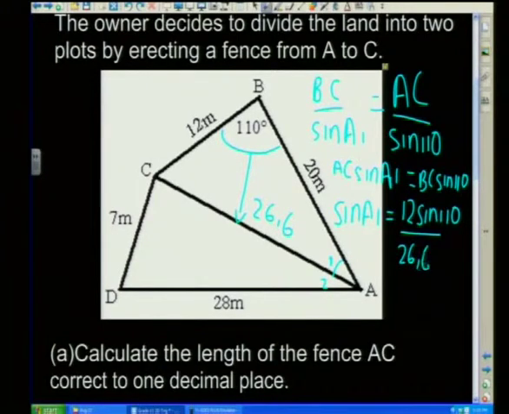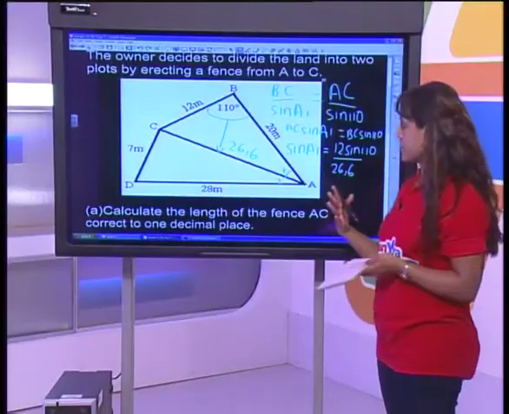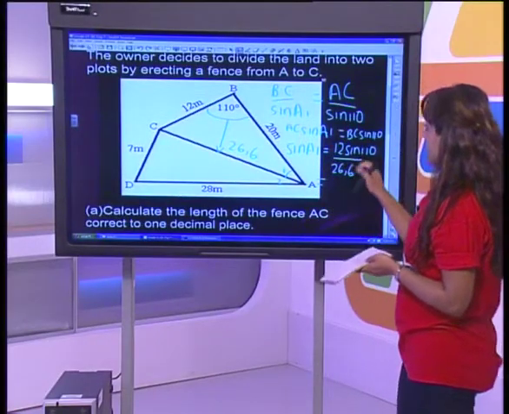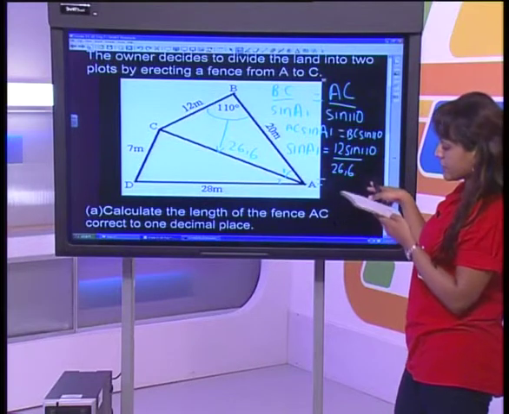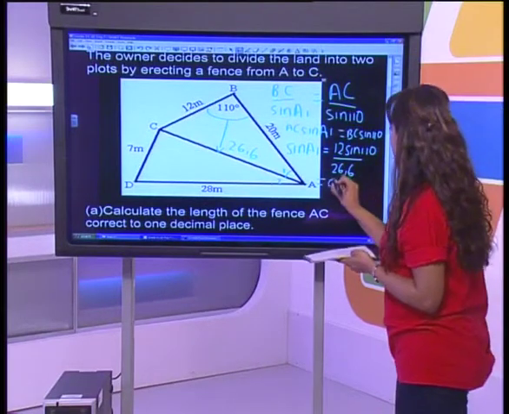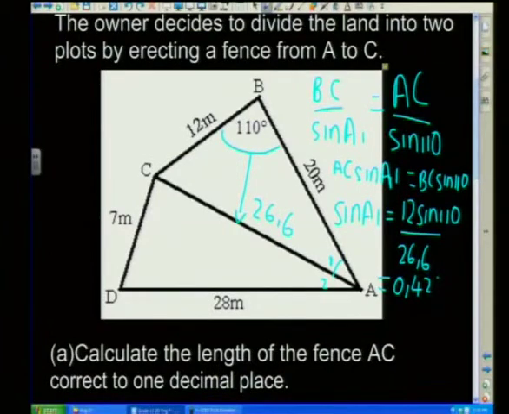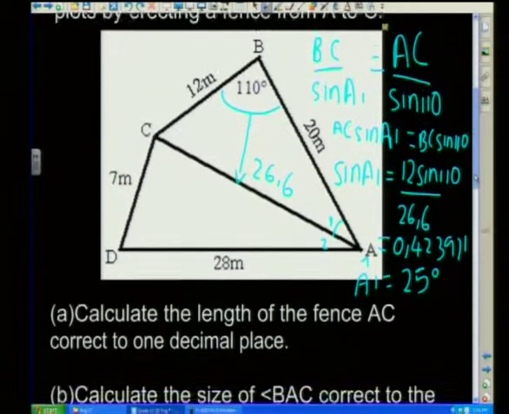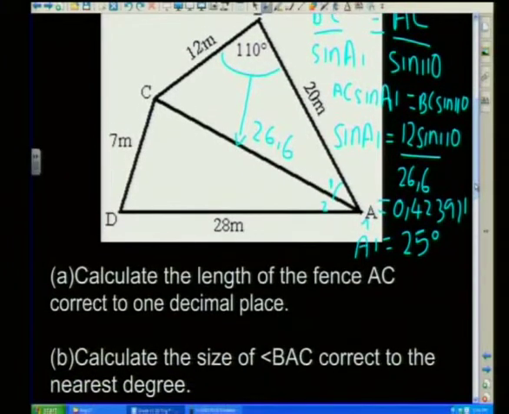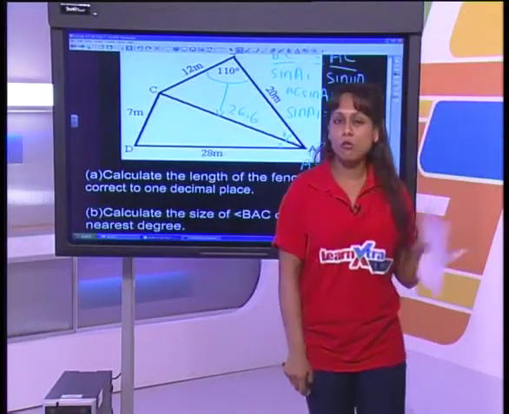Okay, guys, once again, we are running out of time, so I'm not going to be able to do this on the calculator. You do that on your calculator, 12 times sine 110 divided by 26,6. You will get a ratio of 0,423921. And remember, because you're looking for an angle, you've got to go shift sine of that ratio on your calculator, and therefore you will get that angle A1 is equal to 25 degrees. Okay, and I think they said round off to the nearest degree, so therefore we've got A1 is equal to 25 degrees. And I think that's going to be all that we have time for.